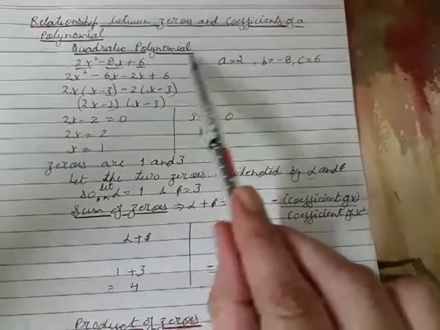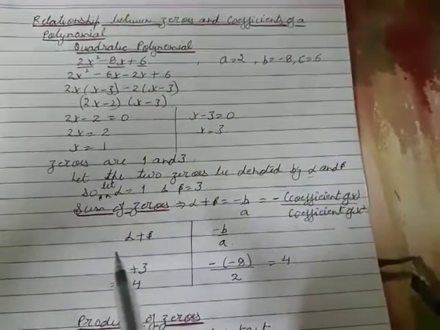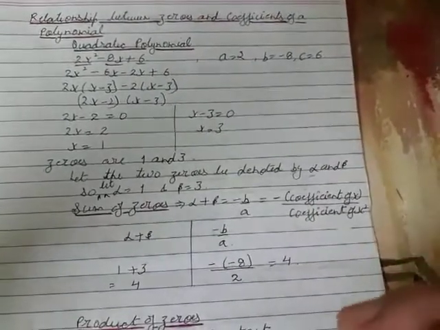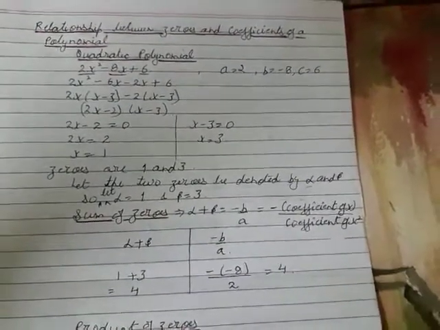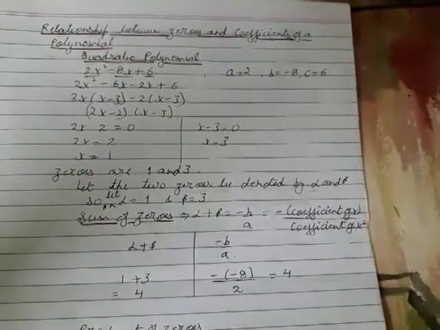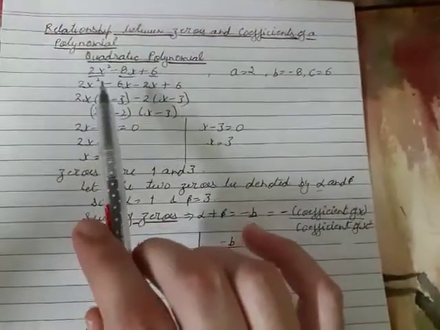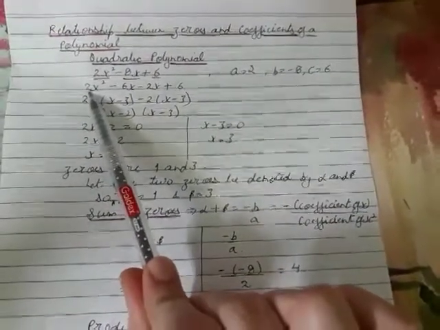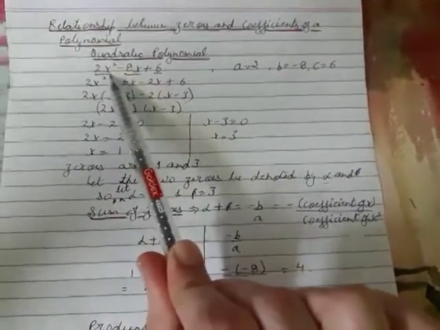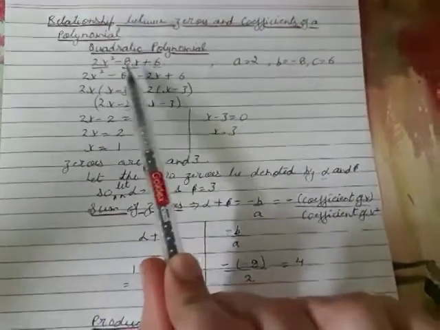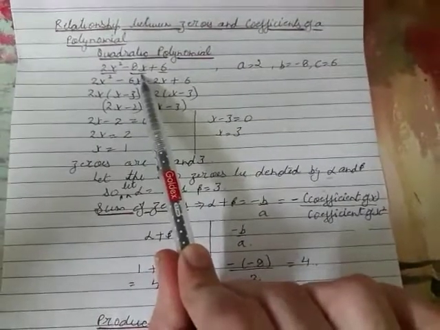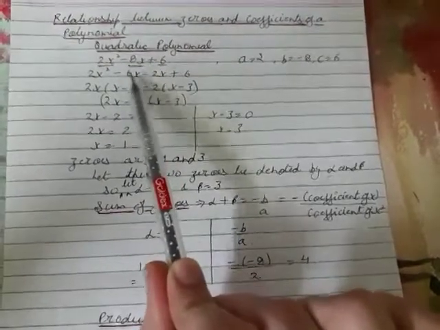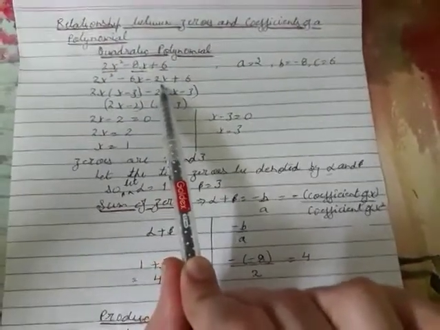Now, first we are going to find the zeros of this polynomial by using the method of splitting the middle term, which you must have done in your previous classes. For your more clarity, I am explaining it here again. Now here, 2x square plus 6. It means I need a product of 12 and a sum of minus 8. So for that, in place of minus 8, I have taken minus 6 and minus 2.